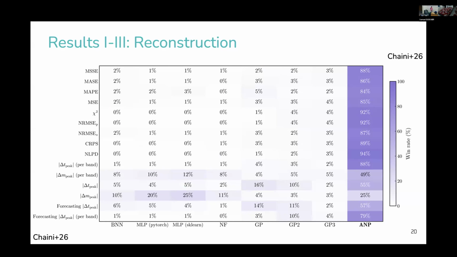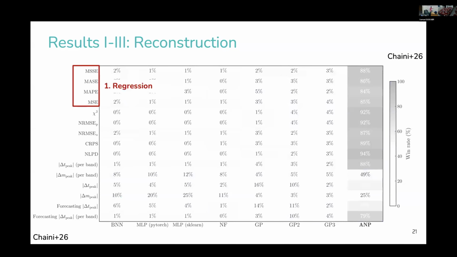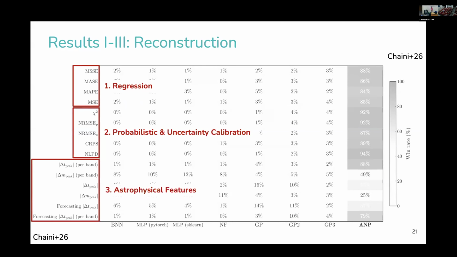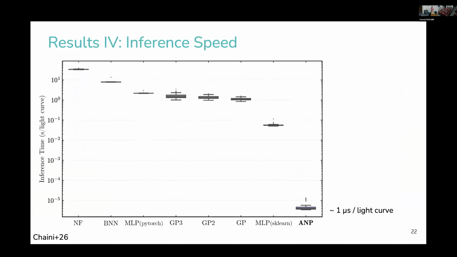How does it perform on a lot of different data? Can we get statistics? I do not have the time to go through all these numbers. So in the paper, we look at a few different metrics, which look at regression, probabilistic uncertainties, and astrophysical features. So things like reconstruction errors, is it well calibrated, and can we recover things like maximum peak magnitude, and so on? And crucially, the neural process for this set of data performs much, much better on most of these metrics than all other models. And finally, I also want to talk about inference speed.